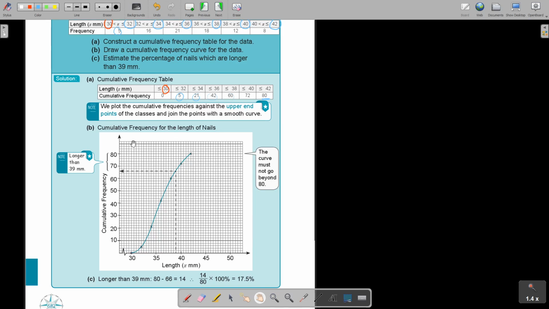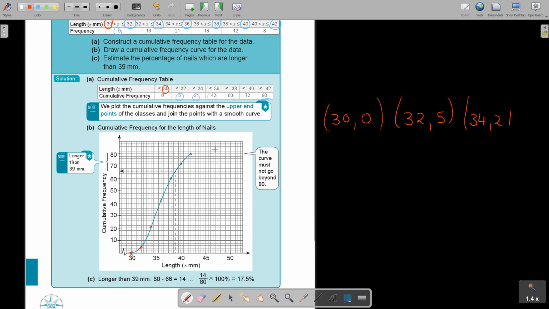Then I'm just plotting the points. My first point is going to be 30, 0. My next point is going to be 32, 5. And my next point is going to be 34 and 21. I basically just plot all the points. And then I do not take a ruler. It's a curve. I just make that curve. It's usually like an S, but almost stretched out a little bit.